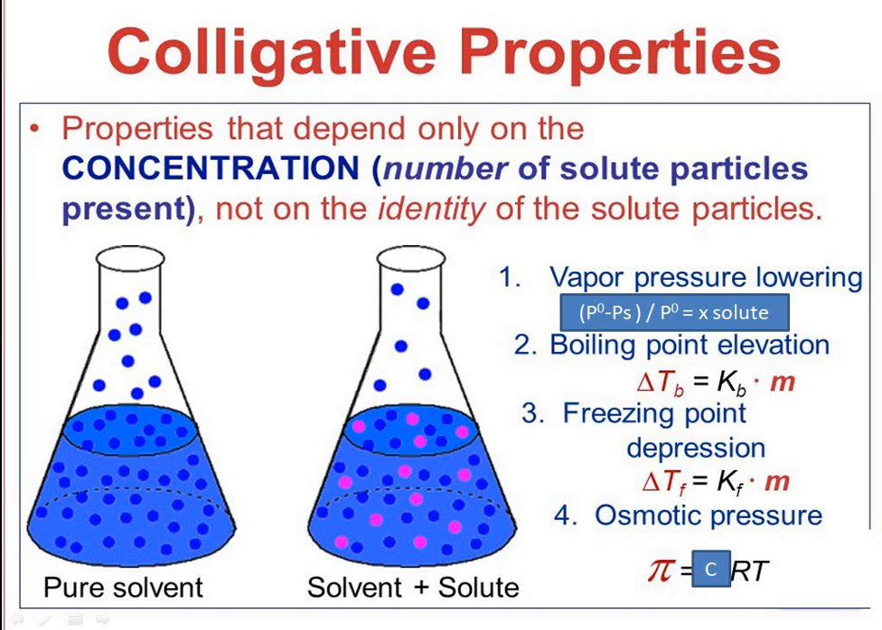So what are the formulas related to that? We will discuss that. P0 minus Ps divided by P0 is equal to the mole fraction of solute. Elevation in boiling point is delta Tb equals Kb into m. Freezing point depression is delta Tf equals Kf into m. Osmotic pressure pi is equal to CRT, where C is concentration, R is the gas constant, and T is temperature in Kelvin. In the boiling point elevation and freezing point depression, m represents the molality.